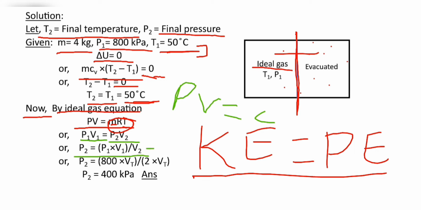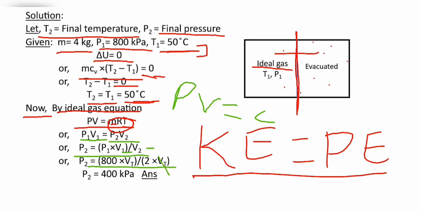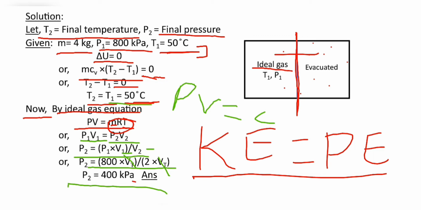Since V2 is the final volume of gas and the gas expands throughout the tank, V2 is equal to volume of tank, and V1 is the volume of one part, that is V1 is equal to half of volume of tank. So P2 is equal to 800 into volume of tank, that is Vt, divided by 2 into Vt. So Vt cancels out, and from here P2 is equal to 400 kilopascal. So here we have got the values of P2 and T2.